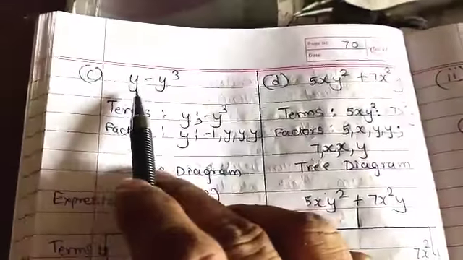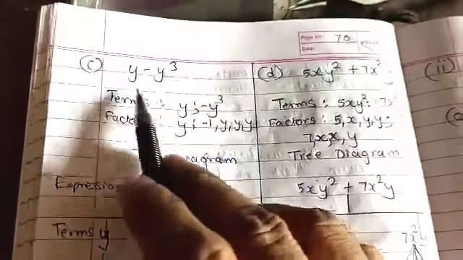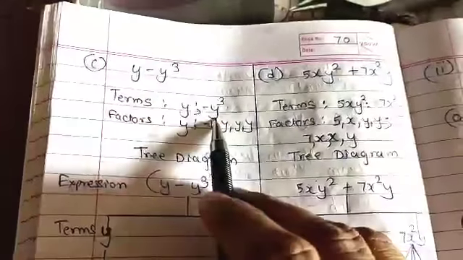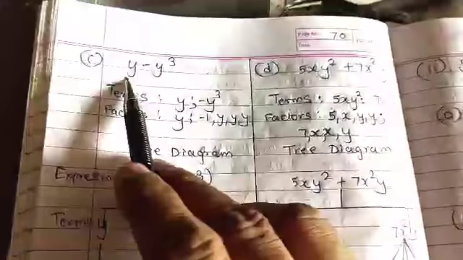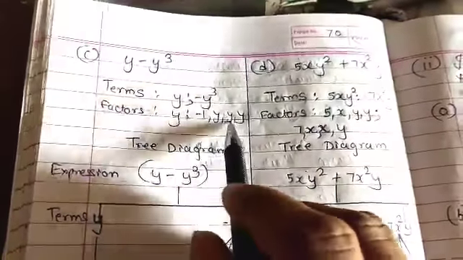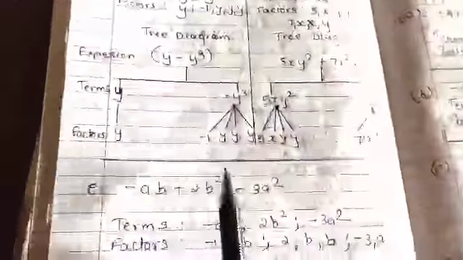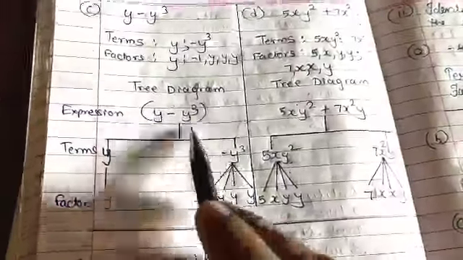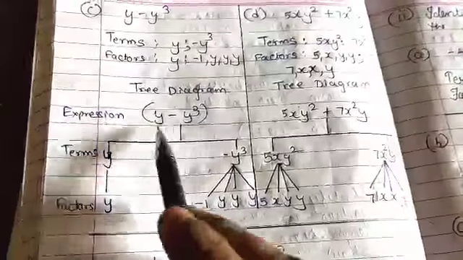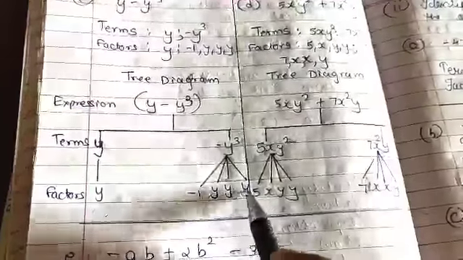Let us see the next one, that is y minus y cube. The terms of y minus y cube are y and minus y cube. Dear student, you have to put the sign also. If it is negative, then you have to put the negative sign. The factor of y is y, and the factor of y cube is y into y into y. Here negative y cube is there, so multiply it with negative 1. So show it in the factor tree method. The terms are y and negative y cube, the factor of y is y, and the factors of negative y cube are negative 1 into y into y into y.